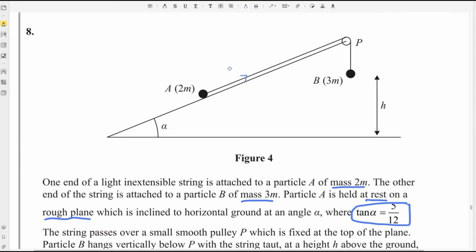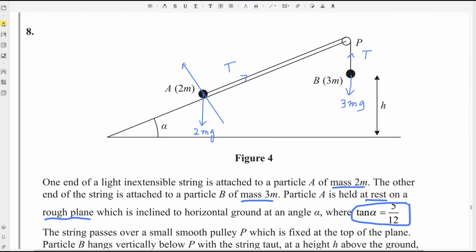One force is acting up the plane, that is tension T. For sure it is tension T here and also tension T here. And for particle B, there is another force that is acting downwards. For sure that is its weight force, so we can represent it as 3 mg. Similarly, we can draw the weight force for particle A that is acting vertically downwards like this. And also there is a normal reaction acting like this one. So this is a normal reaction, it is always making 90 degrees with the plane. This one is the weight force, so weight is 2 mg for particle A.